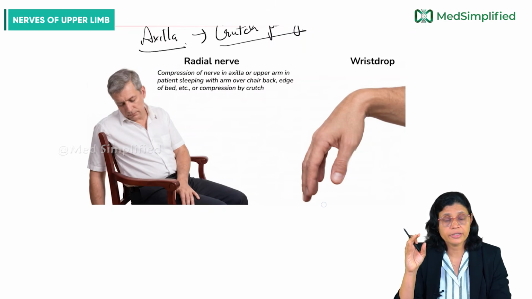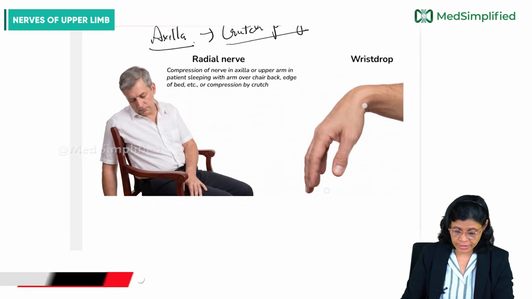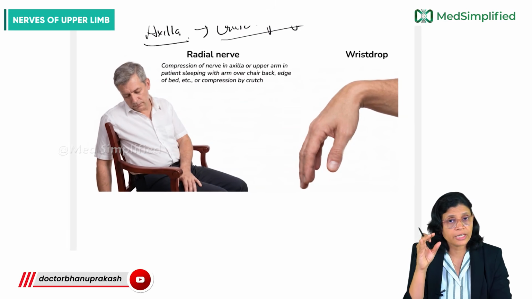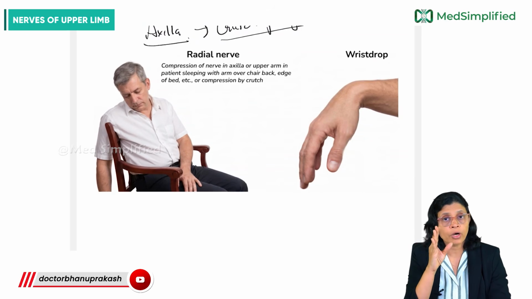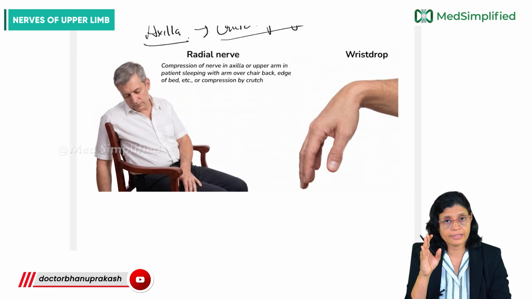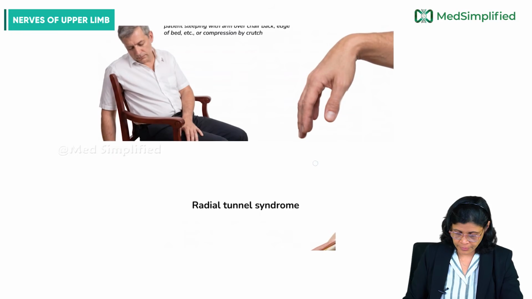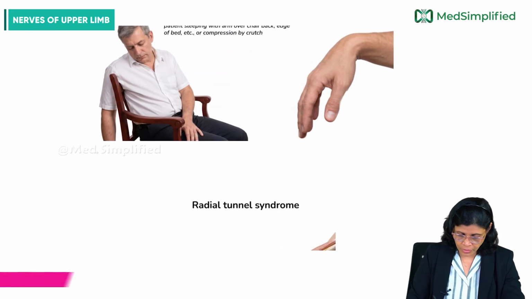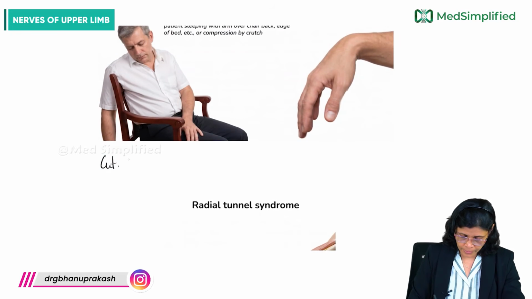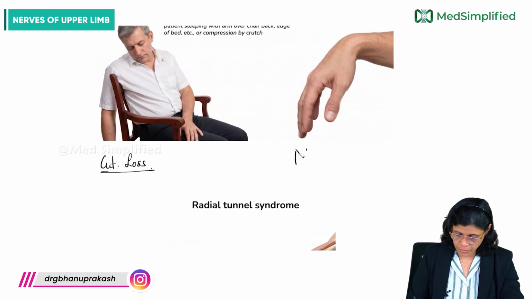So what we have to understand is, if the nerve is injured in the axilla, what are the cutaneous losses? What is the motor loss? So first let's see the cutaneous loss, as well as the motor loss.